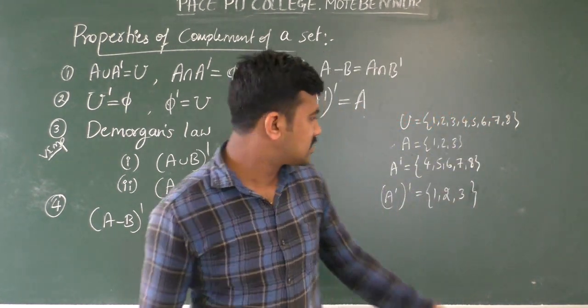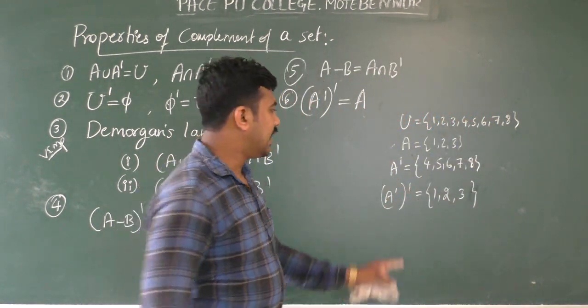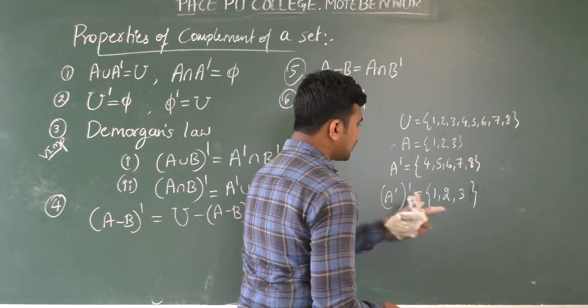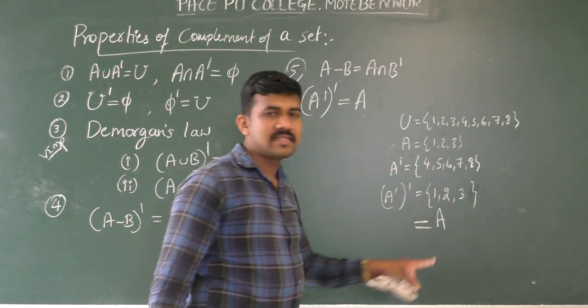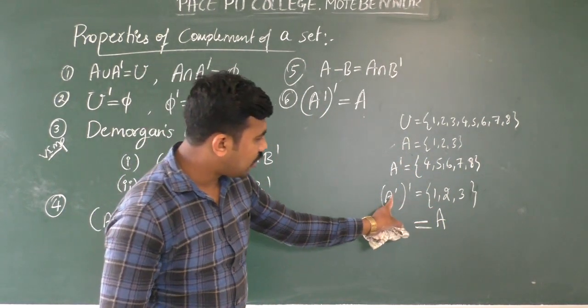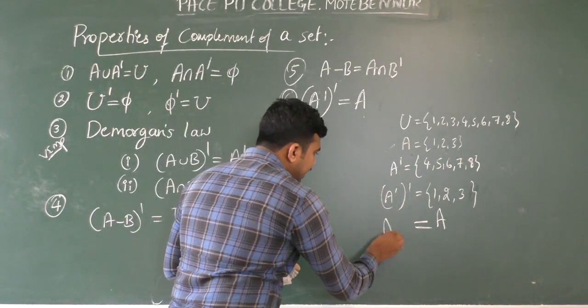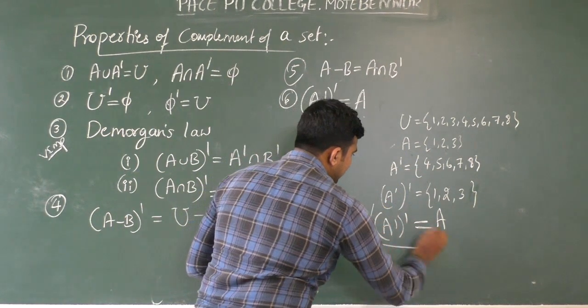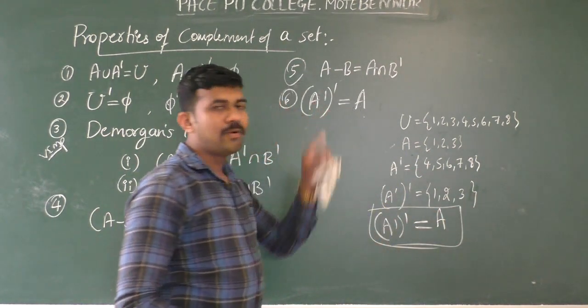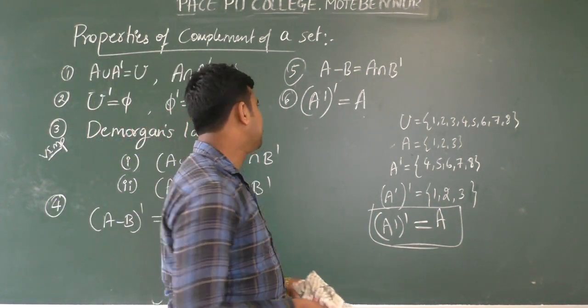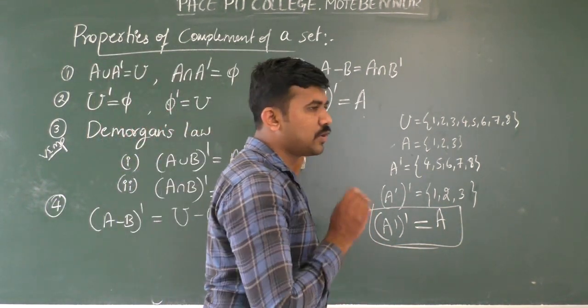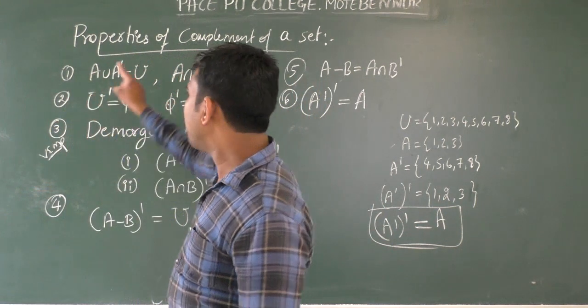Okay. So this is our A dash dash, and this is same as the set what? The set A. So what you can observe here, that A dash dash is same as A. Very important rule. A dash dash is same as A. Okay. So this is about the properties of complement of a set.